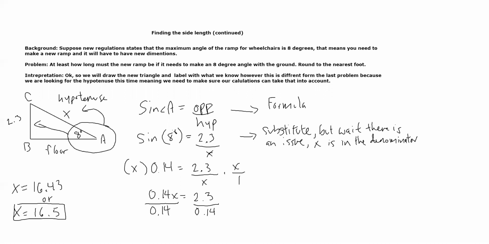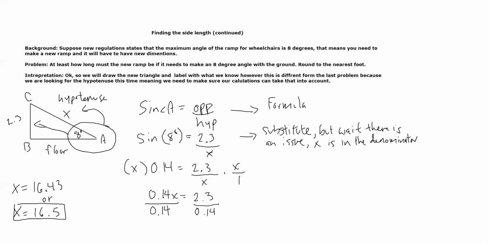All right. So now you're trying to make this new ramp. The height isn't going to change. The height has to stay the same. You just have to expand it so that it's longer, right? That's the problem interpretation. We'll draw a new triangle and label it with what we know.